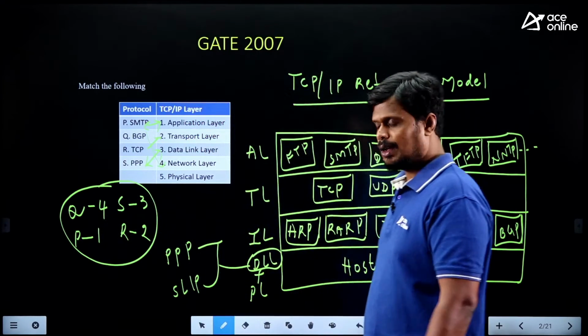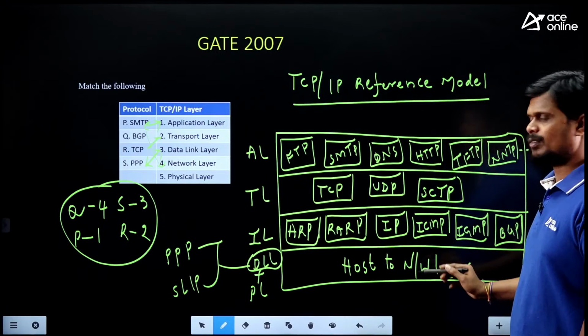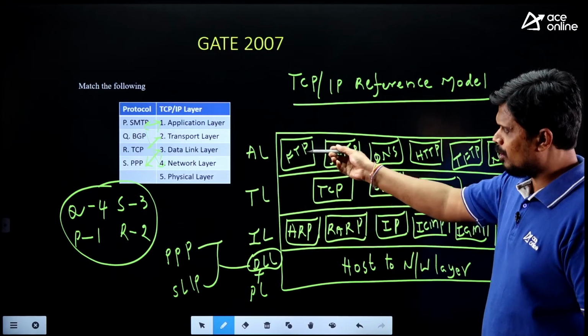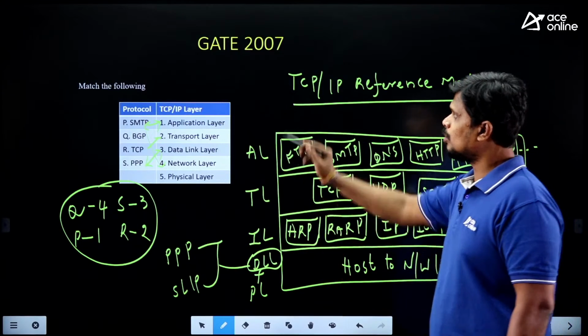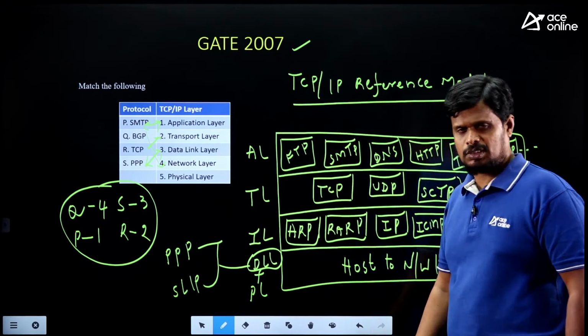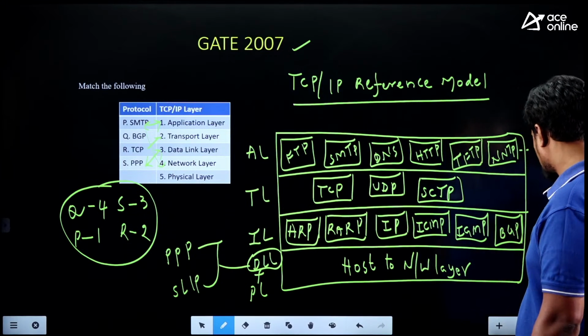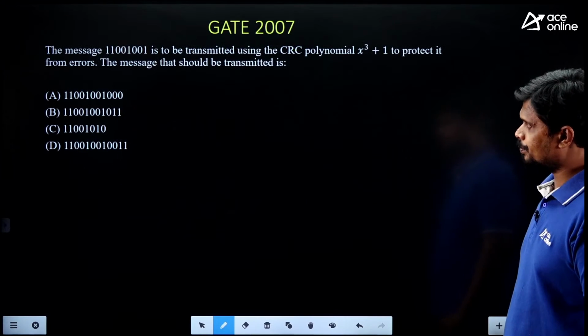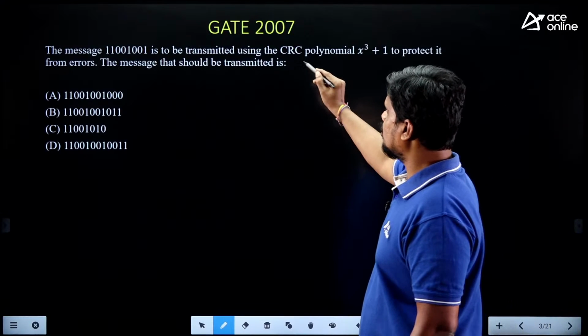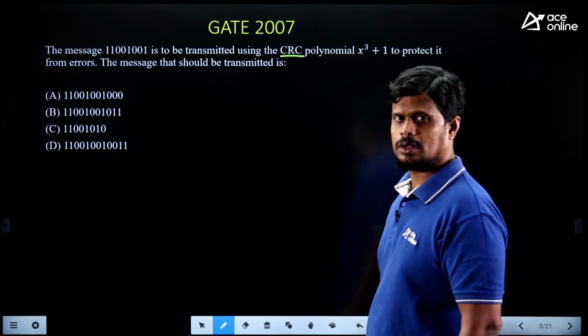Very simple. If you recall the diagram of this TCP/IP reference model, you can easily answer this question. This is the question which we have in the 2007 paper. Okay, simple question. It is a 1 mark question, right? Next, let's look into the next question. This is the question which is based on CRC, right?